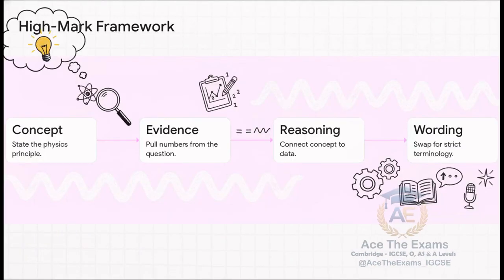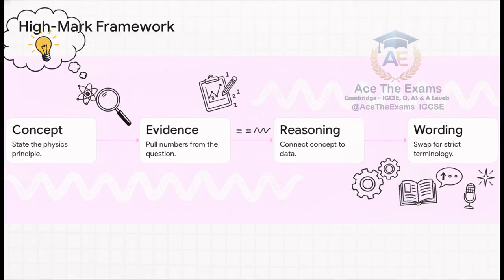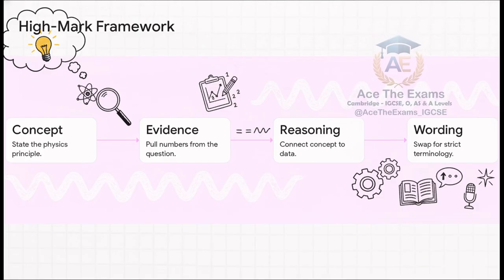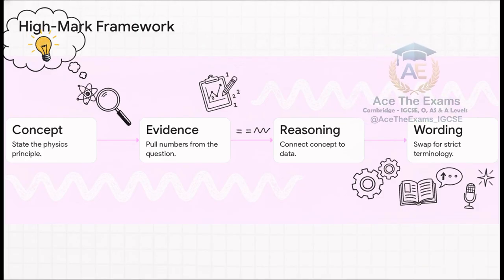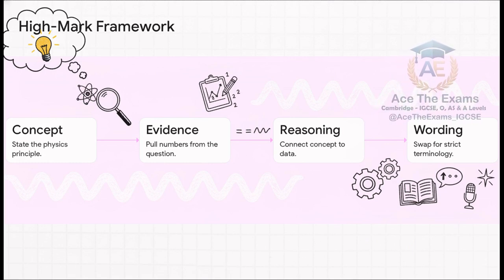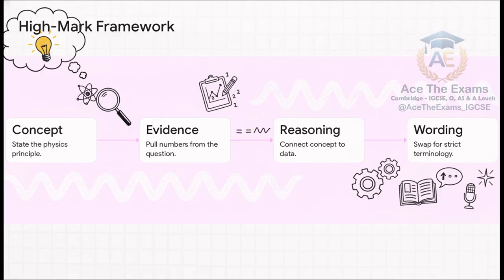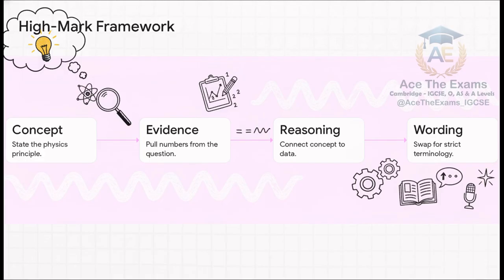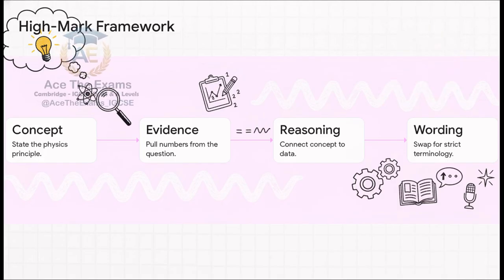So how do we actually fix this? Enter the Highmark framework. This is a 4-part system that literally guarantees a top band score by systematically building an exam-safe answer every single time. Memorize these 4 steps. Step 1, concept. Explicitly state the core physics principle. Step 2, evidence or data. Pull the exact numbers or observations right from the prompt. Step 3, scientific reasoning. Connect your concept to the evidence using a fundamental law or an equation.